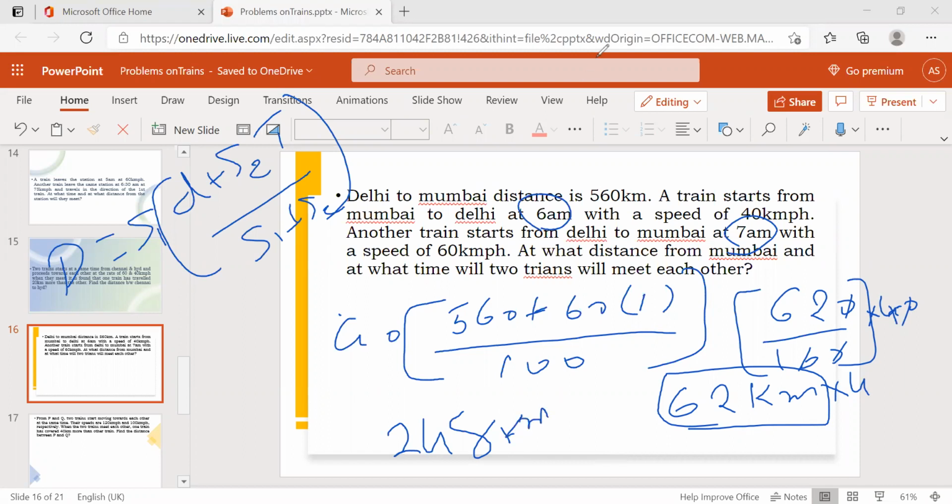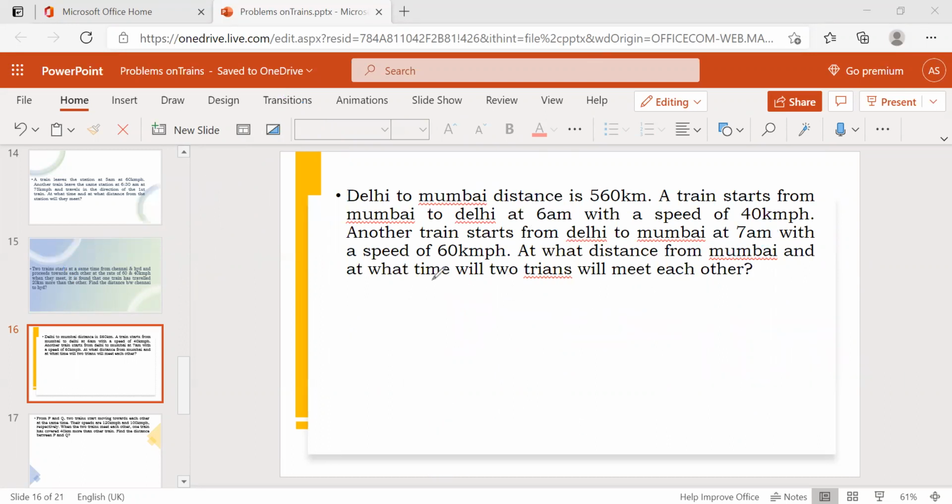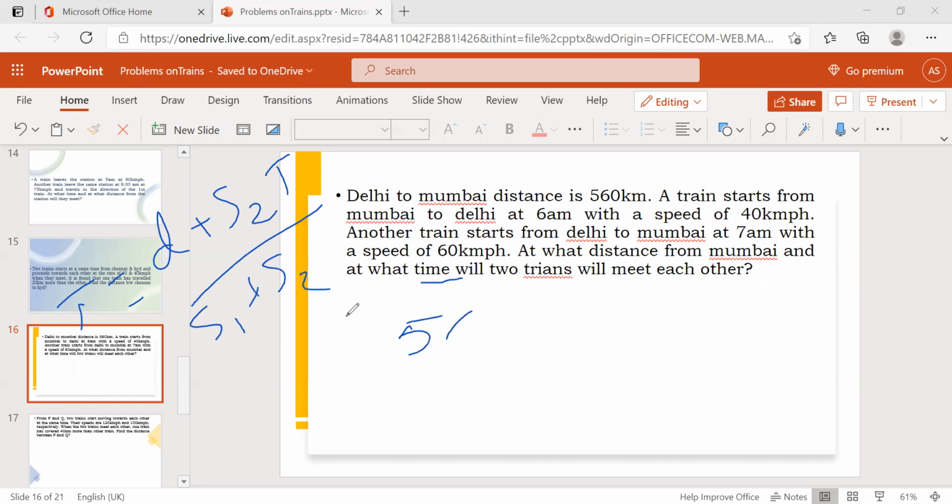Now, time. Is it clear now? Second thing, what they're asking is time. For the time formula, time is nothing but D plus S2 into T by S1 plus S2. So what's the D? 560 kilometers, plus S2, 60 kilometers into 1.